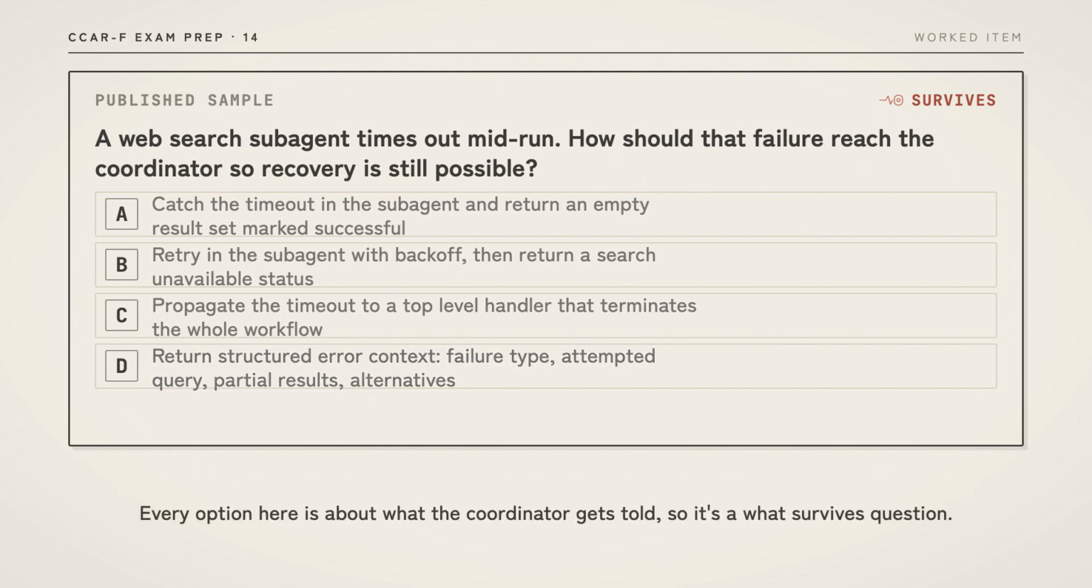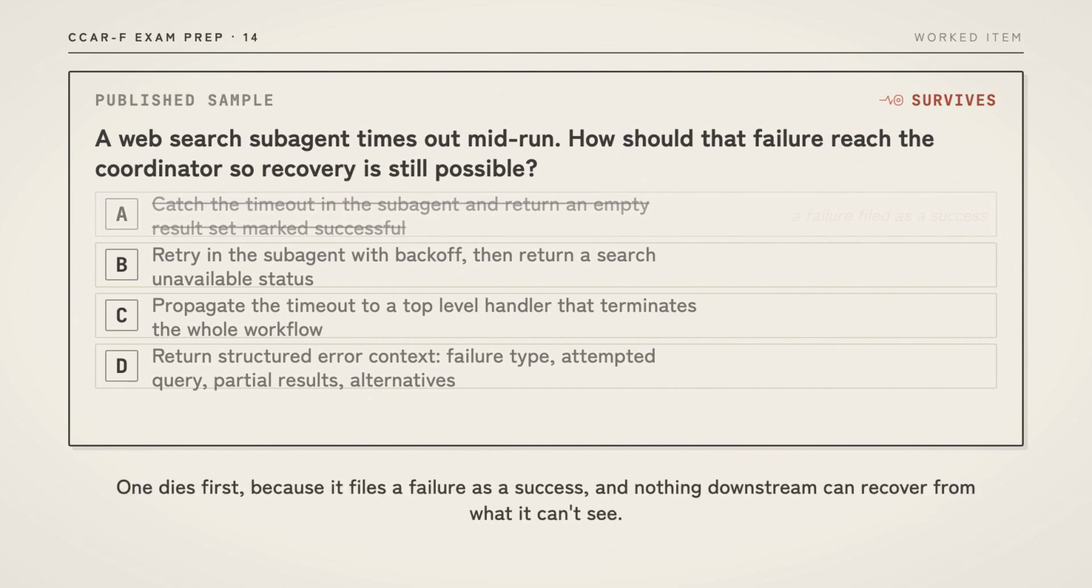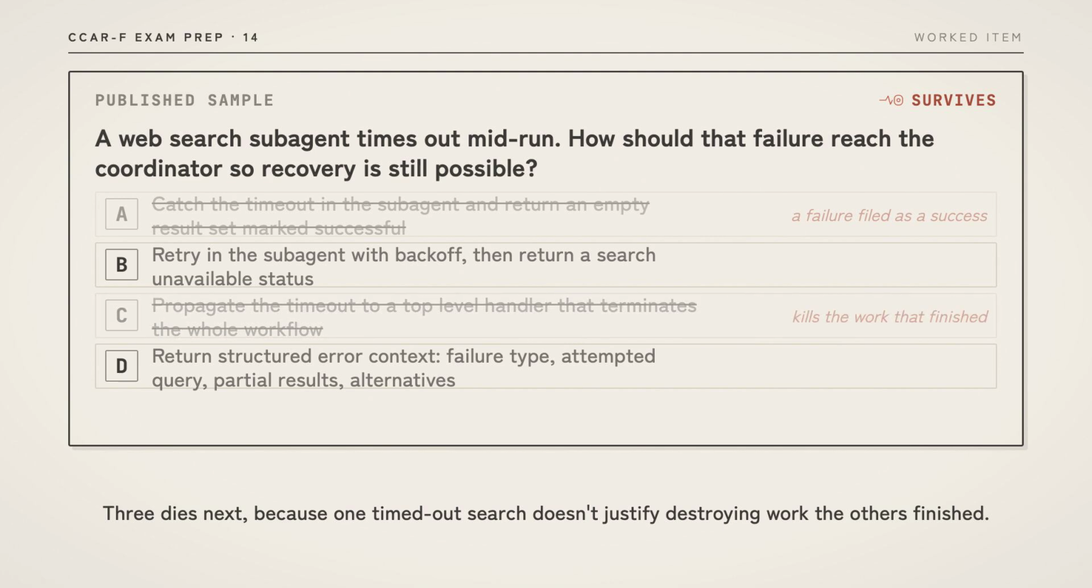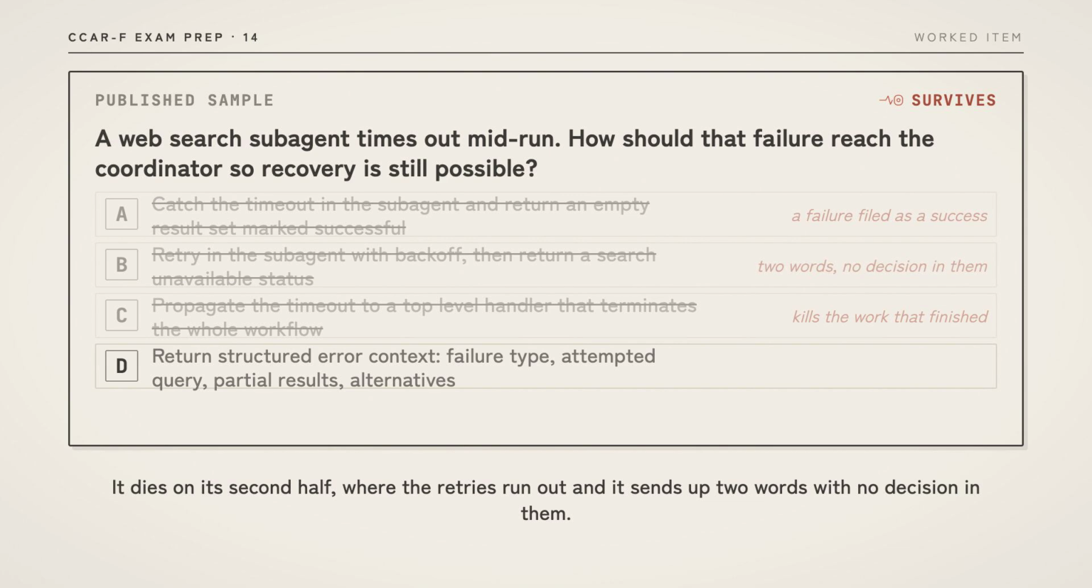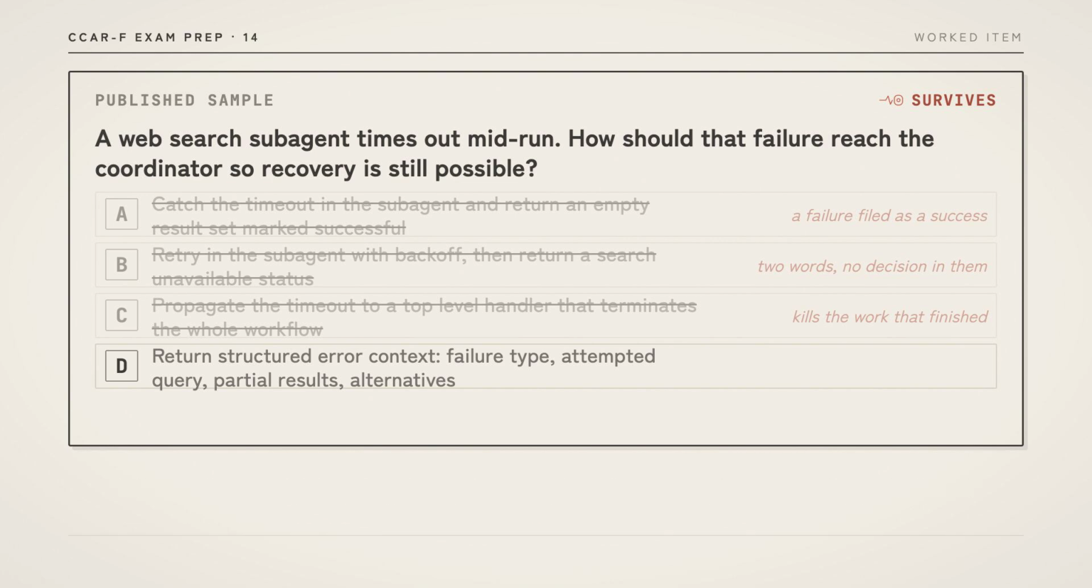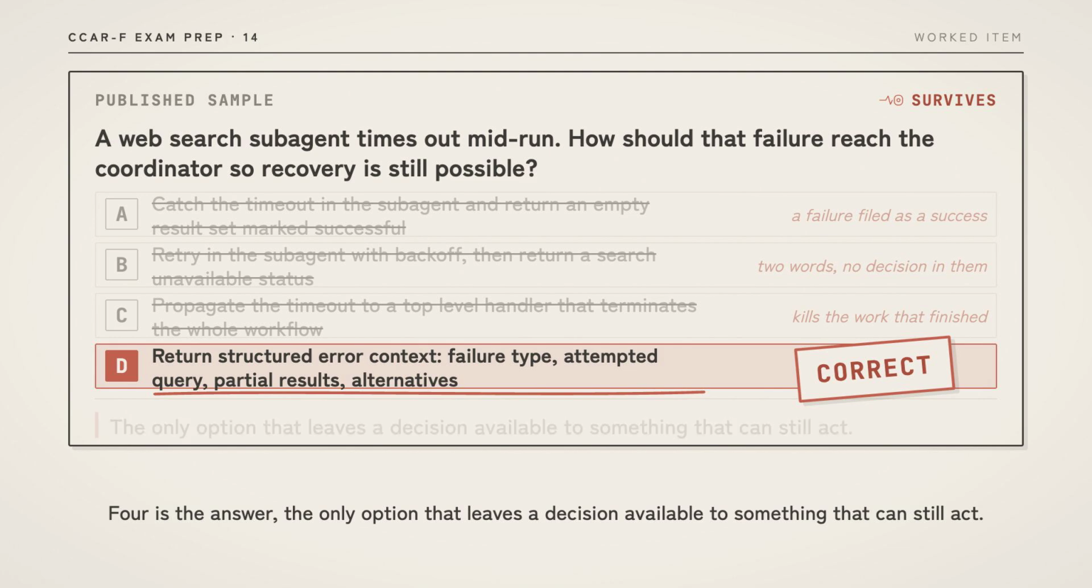Every option here is about what the coordinator gets told, so it's a what survives question. One dies first because it files a failure as a success, and nothing downstream can recover from what it can't see. 3 dies next because one timed out search doesn't justify destroying work the others finished. 2 catches careful people because retrying locally is genuinely correct. It dies on its second half, where the retries run out and it sends up two words with no decision in them. 4 is the answer, the only option that leaves a decision available to something that can still act.